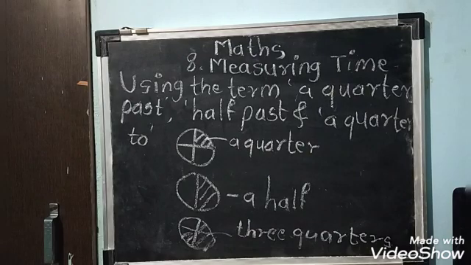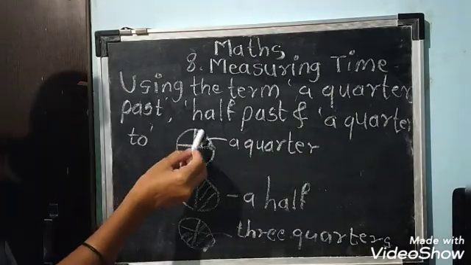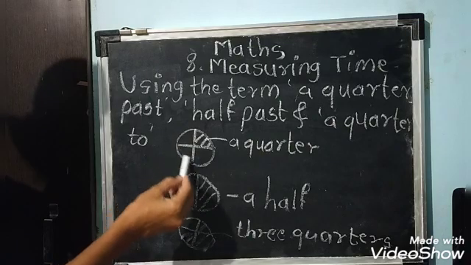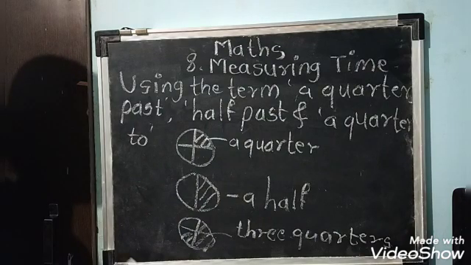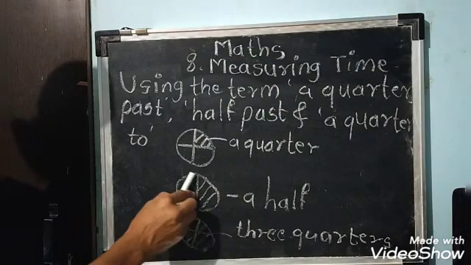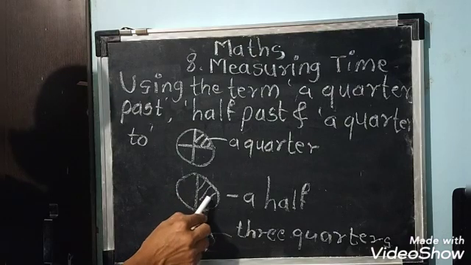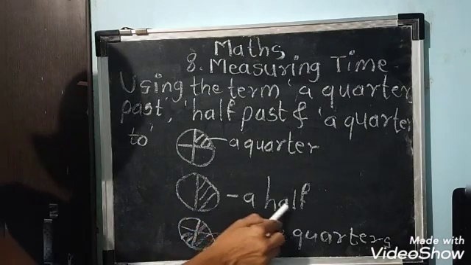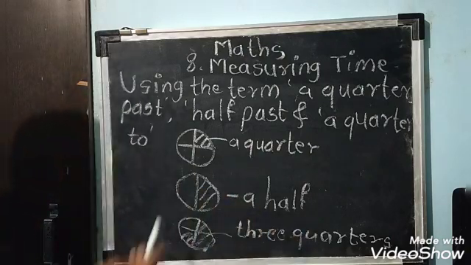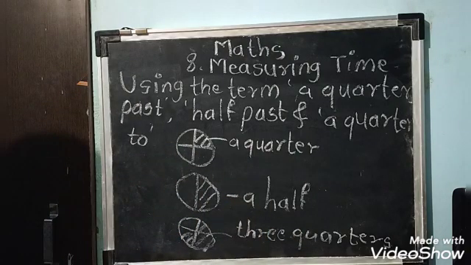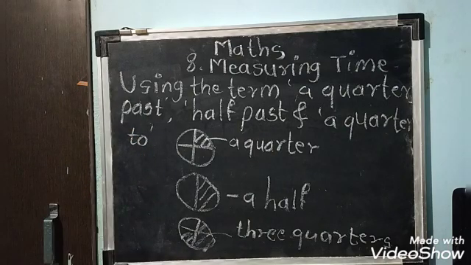See students, last year we have learnt about fraction. If one figure or one whole is divided into 4 equal parts, one part is called a quarter. If one whole is divided into 2 equal parts, then out of these 2 parts, one part is called a half. Out of 4 equal parts, if 3 parts are selected, it is called 3 quarters. This basic knowledge we are going to use in the clock. So: a quarter past, half past, and a quarter to.